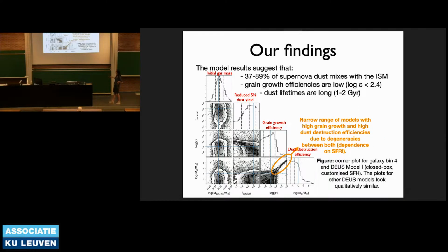And this also clearly tells, so on this side you have the supernova dust destruction efficiency, so how much of the interstellar dust it is destroying, and then you have the grain growth efficiency. And you see clearly that there's a degeneracy between the 2. So you can keep on increasing both as long as they cancel each other out.